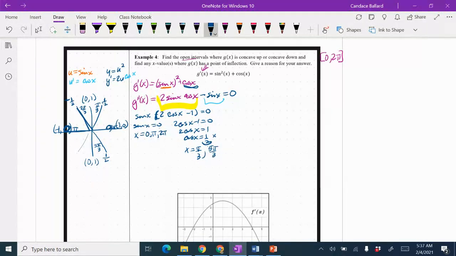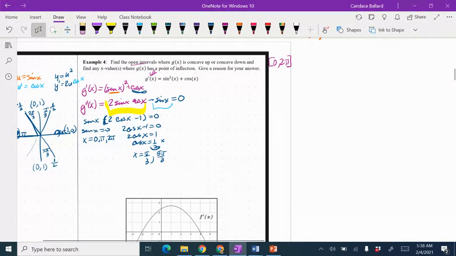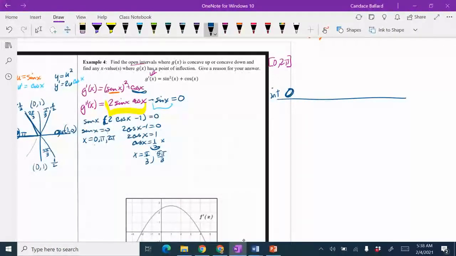I am going to use that to draw my sign chart now. I'm going to put my sign chart out to the right here. Let's see if you can get it squeezed in there. So I'm going to write my intervals just like I did with increasing, decreasing. I'm going to start at 0. Then my first fence is at pi over 3. My next fence would be at pi. Then my next fence would be at 5 pi over 3.